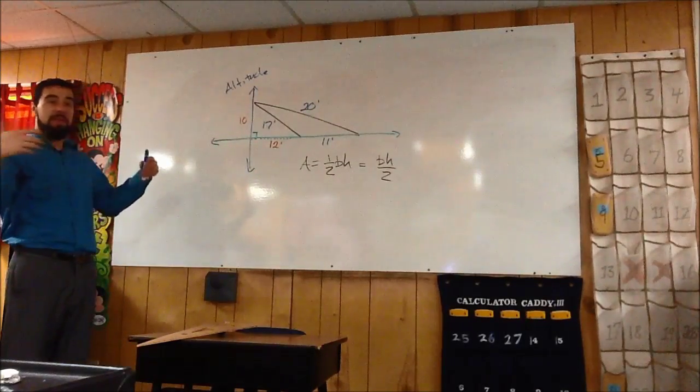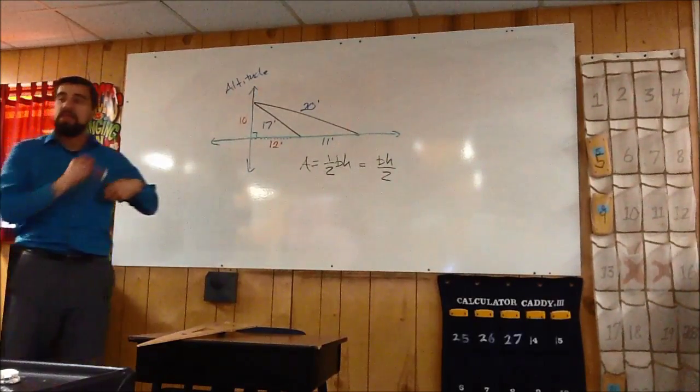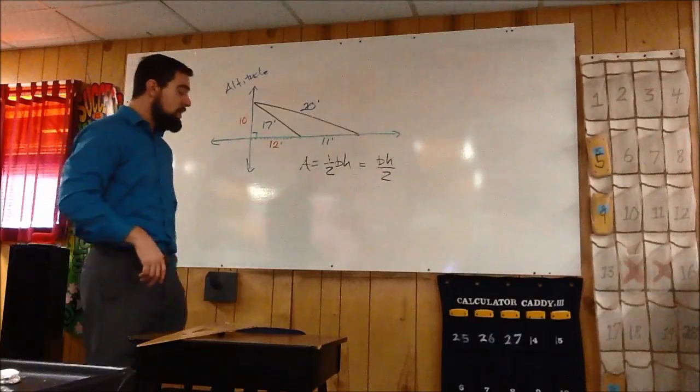Sometimes these altitudes are going to be outside of your triangle. That's fine. It just means you have an obtuse triangle.